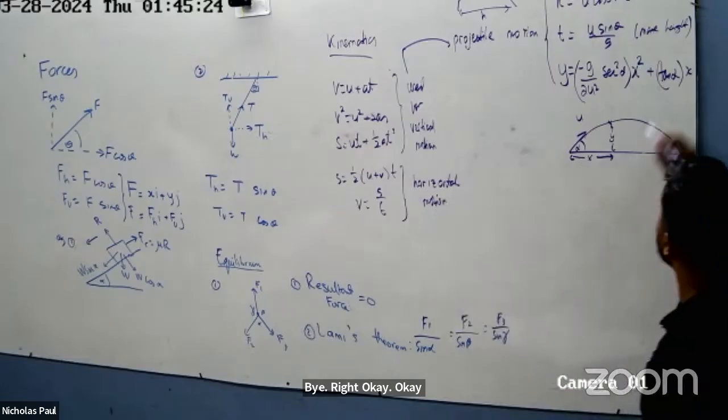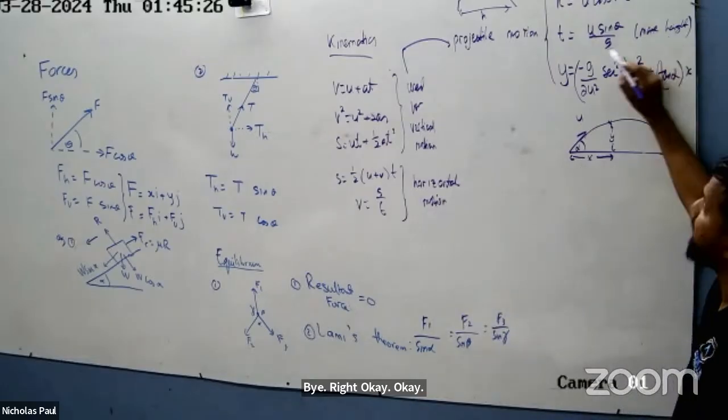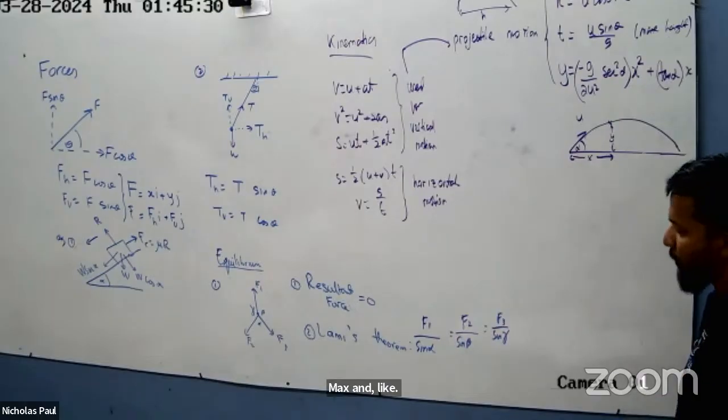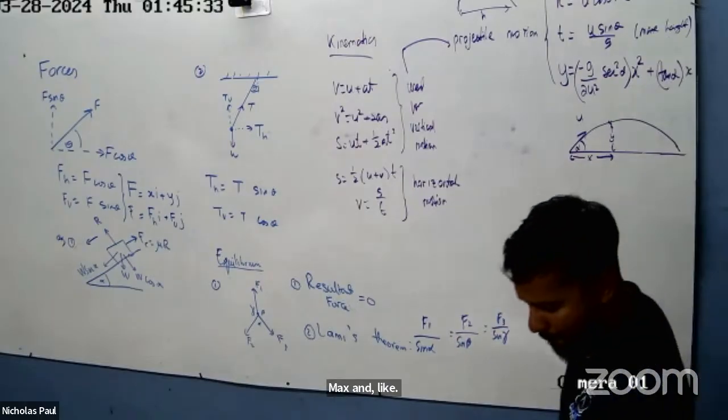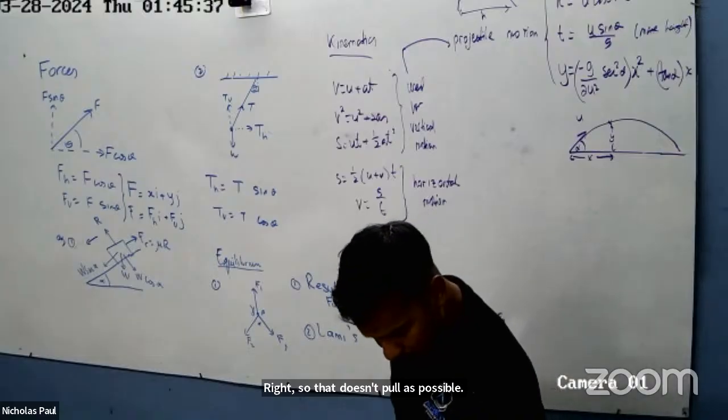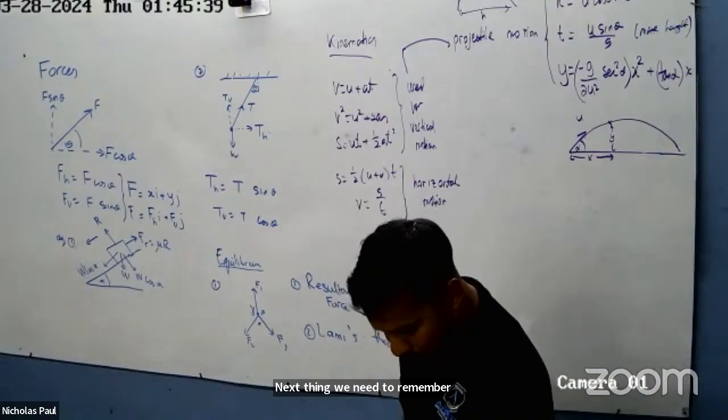Maximum height. Time at maximum height. Right, so that's the first part of it. Next thing we need to remember: the velocity-time graph, right?